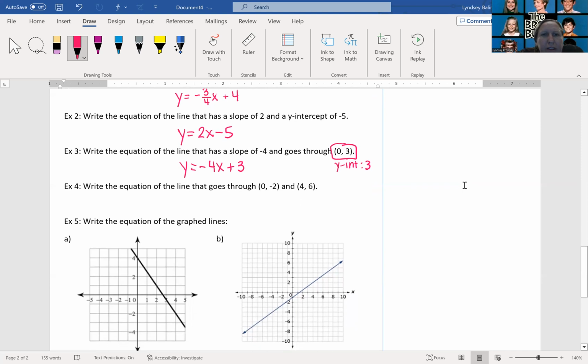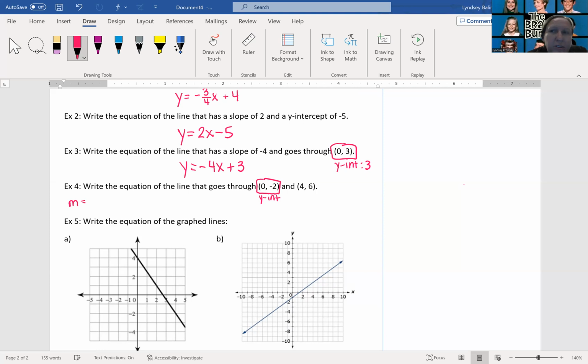Write the equation of the line that goes through (0, -2) and (4, 6). Now I'm starting to give you less and less information, but it doesn't mean we can't do this because we know how to find the missing pieces. We need the slope and we need the y-intercept. Based on the last question, y-intercepts happen when that x is 0, so this is the y-intercept. But we need to know the slope, and we know how to find the slope from two ordered pairs.